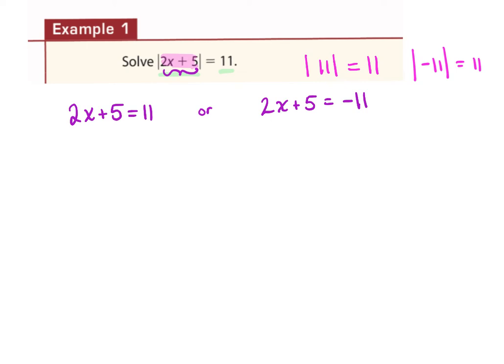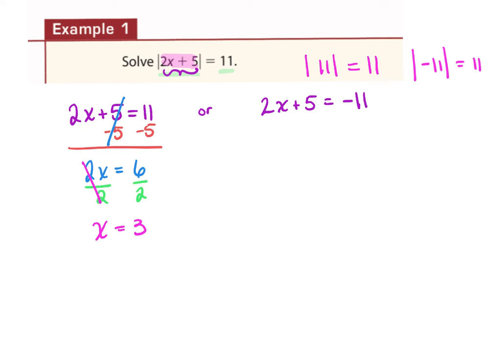And once I have this, I just solve. I solve them individually. So I'm going to subtract my 5. I will get 2x. 11 minus 5 gives me 6. Divide by 2. X equals 3. That's one of my answers. You will always have two answers unless it equals 0.